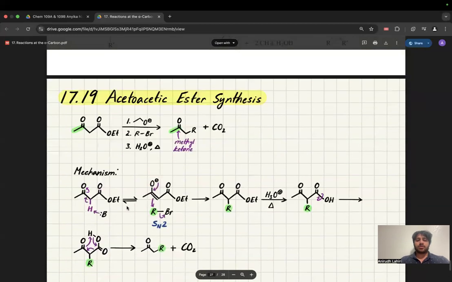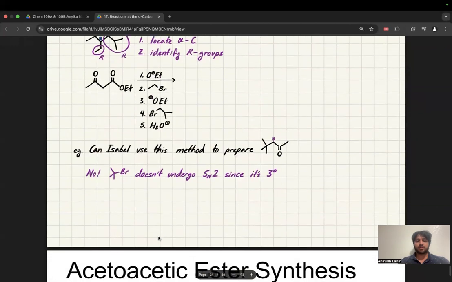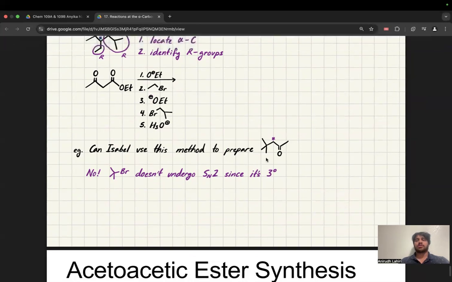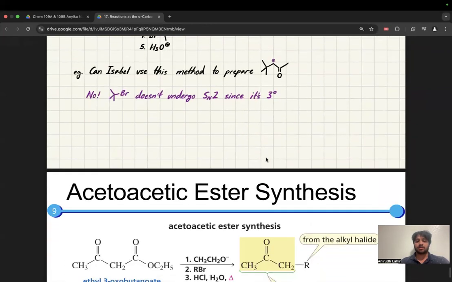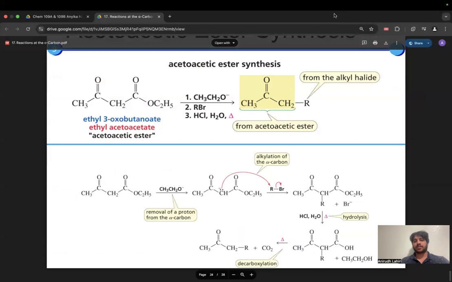Okay, it's also important to note that this part of this mechanism is SN2, so it's privy to all the limitations of SN2. We cannot use a tertiary bromide. It will not undergo SN2 because it is tertiary. Tertiary alkyl halides do not undergo SN2 reactions. Okay. So that about wraps it up for reactions at the alpha carbon.